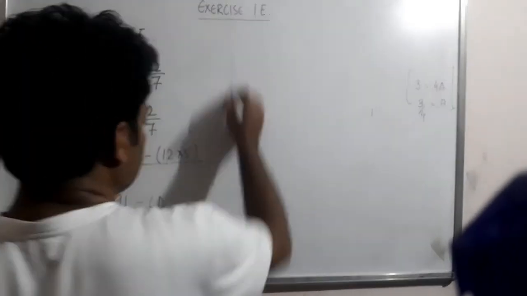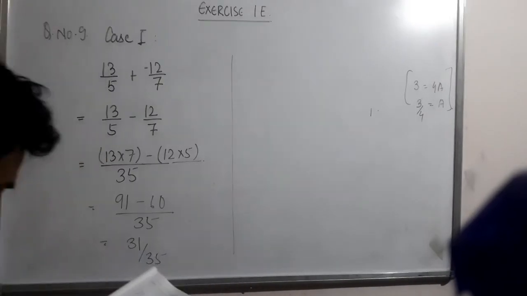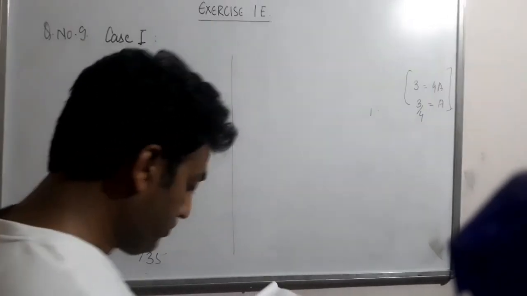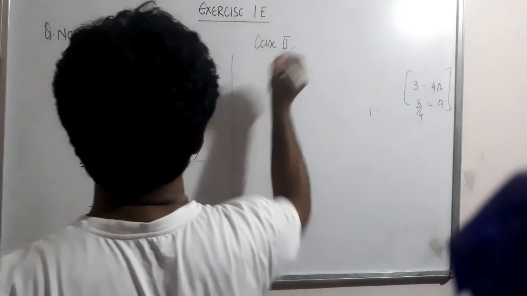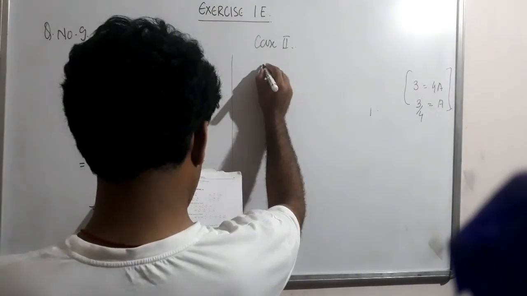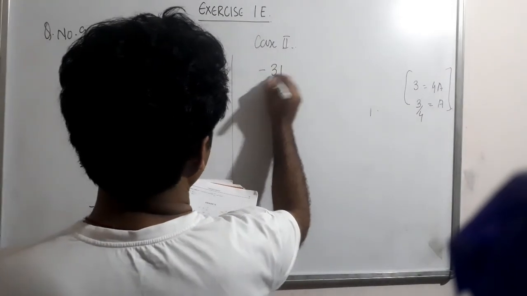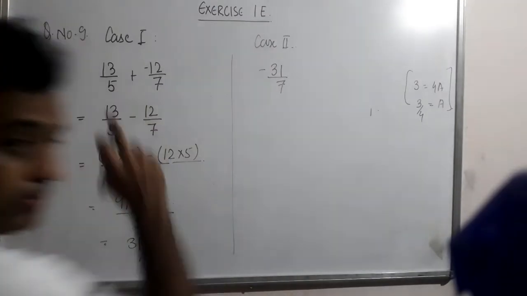Now what will case 2 be? What is case 2 all about? Case 2 is the product. So write case 2. Product of 13 by 5 and minus 12 by 7. Because of the lack of space, I am solving this way only, but in your copy, you will solve in a vertical manner.